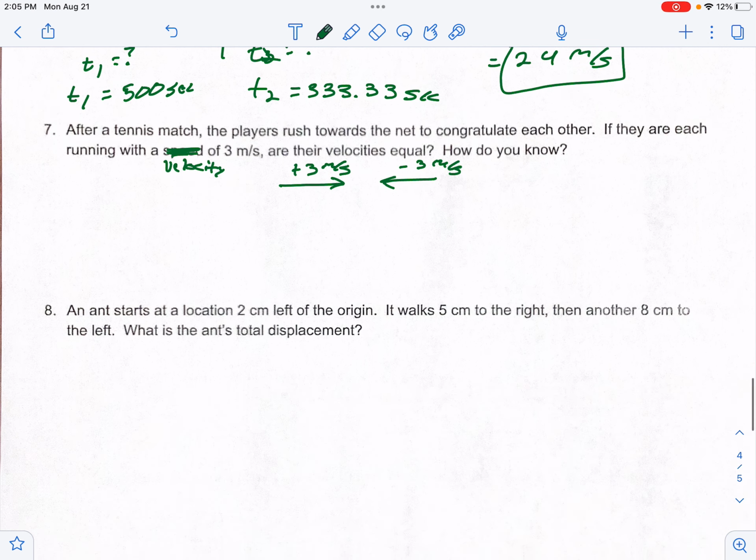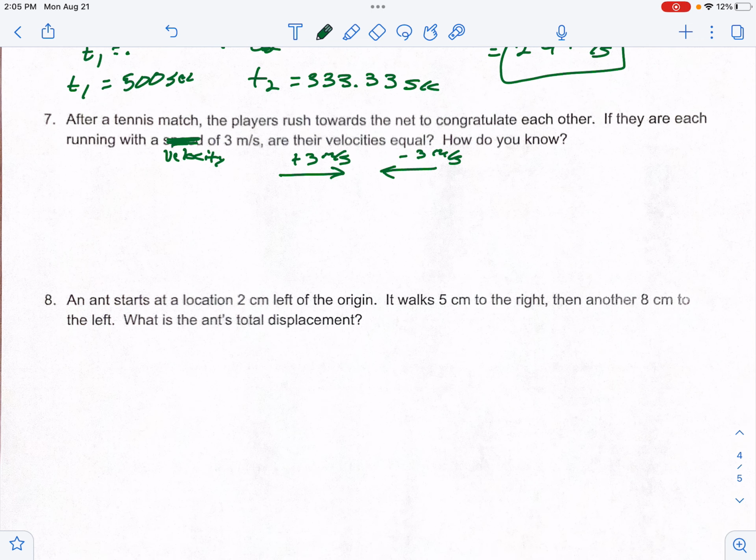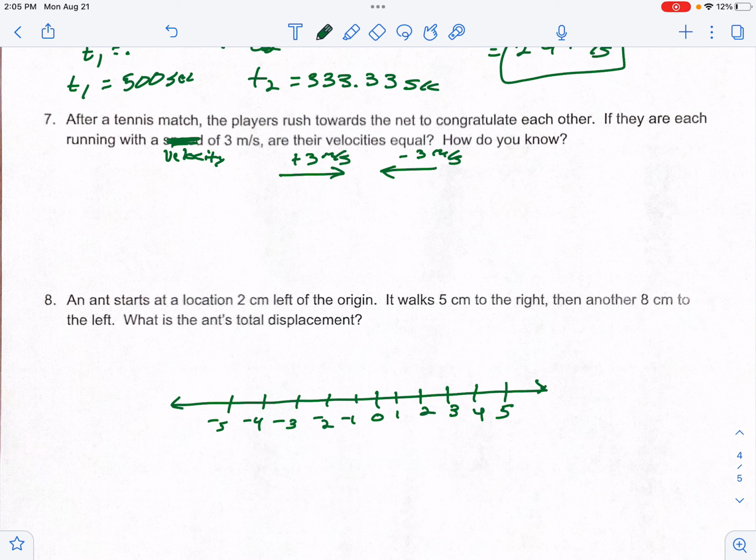Okay, number 8, an ant starts at a location 2 centimeters left of the origin. Okay, so I'm going to just draw a number line. And we're going to start at 0, and then we go -1, -2, -3, -4, -5. That should be far enough. And we got 1, 2, 3, 4, 5. Okay, so it starts at 2 centimeters left of the origin. So remember, your origin is right here. It's at the 0. So we're starting, let me use a different color for this one, at -2. And then it walks 5 centimeters to the right.